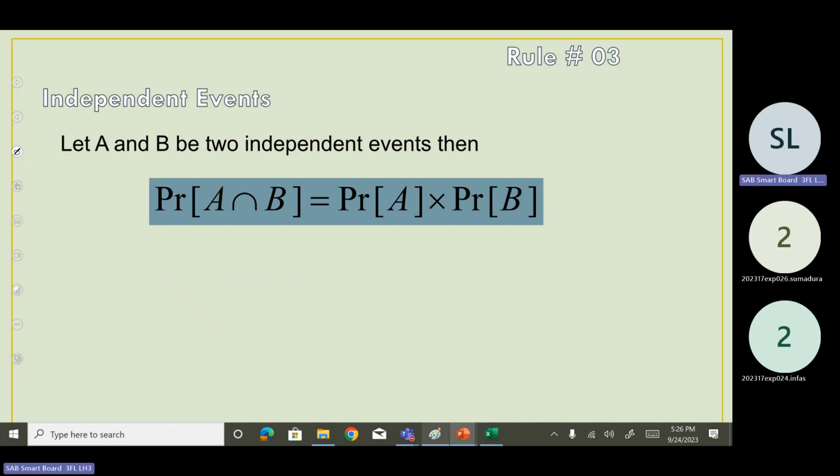Example. Consider tossing two coins, and the two events: getting a head in the first coin, and getting a head in the second coin.